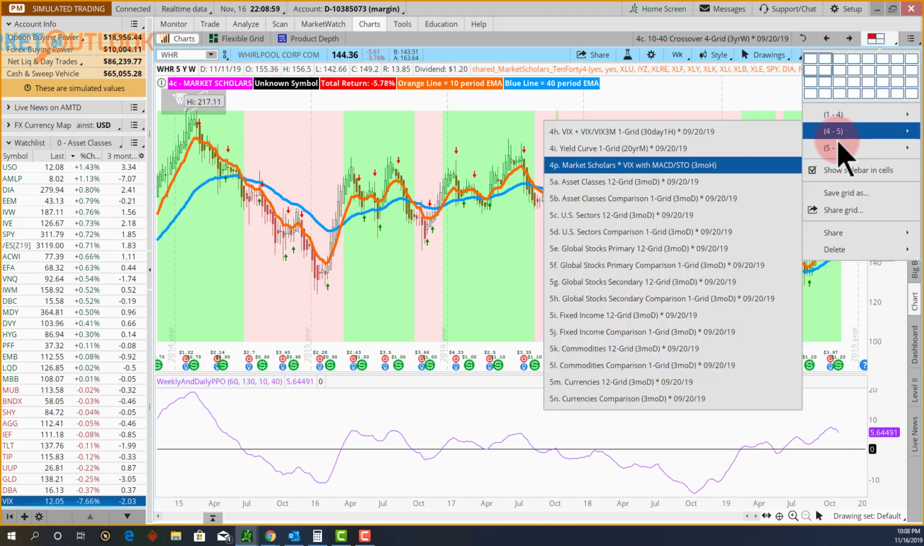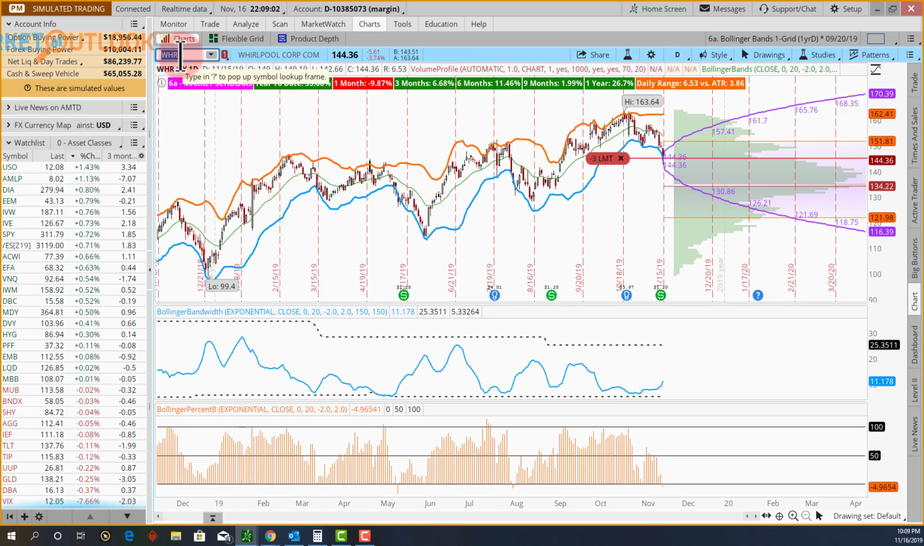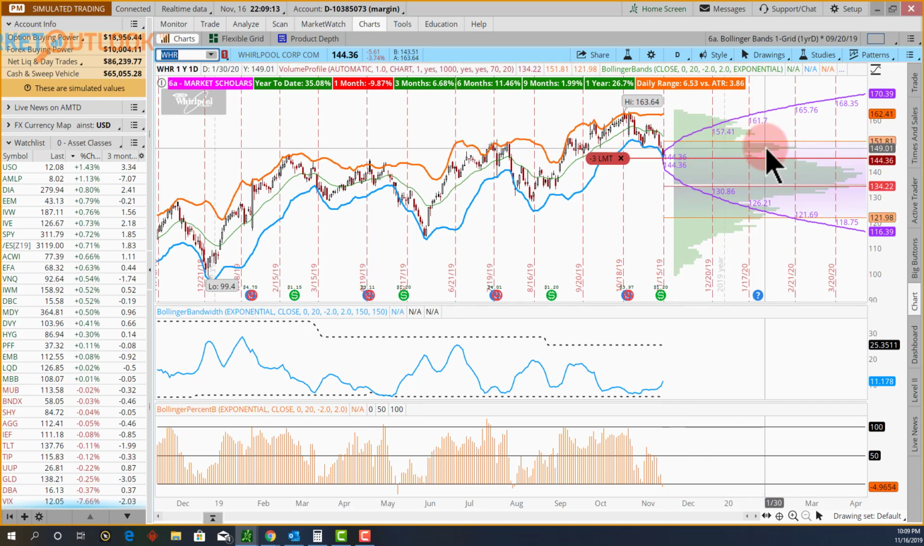And then you notice, when you look at the Bollinger Bands for Whirlpool, again, you can see probably 140 is where you'll get some support after having broken below into the value area and below this little node right there, which now will act as a resistance at 150 to the upside.